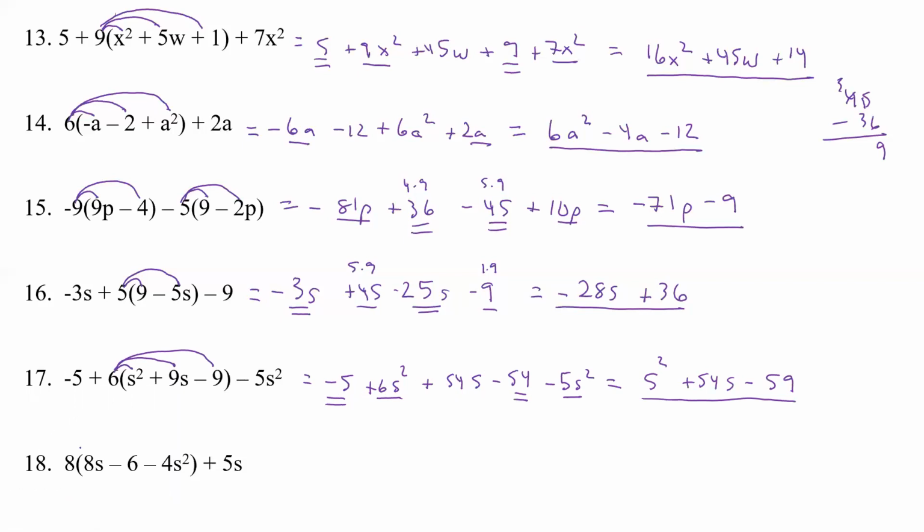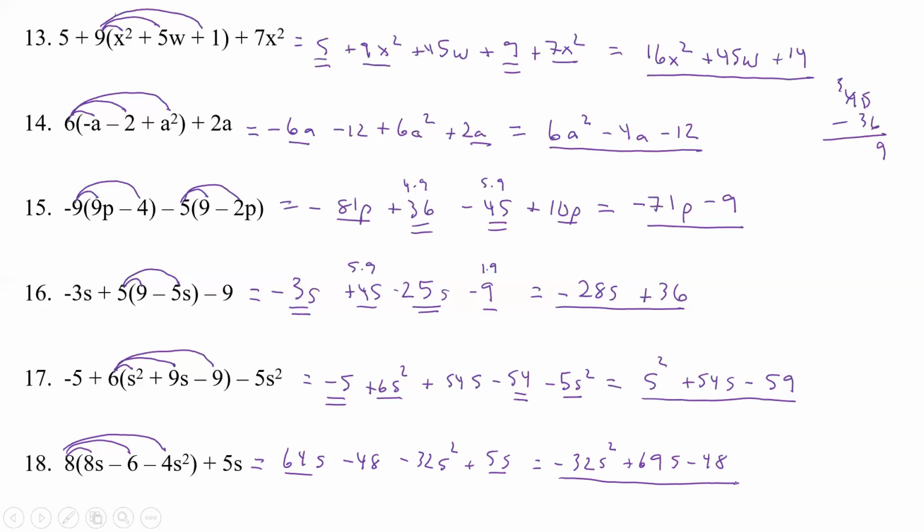All right, what about this one? Well, here we're going to distribute one more time. Okay, so that's going to give us 64s, then minus 48, then minus 32s squared plus 5s. Okay. So s and s looks to be the only like terms. So that gives us a negative 32s squared if we write the highest power first. And then 64 plus 5 is going to be plus 69s, and then minus 48. And that should be our solution to this expression being simplified.